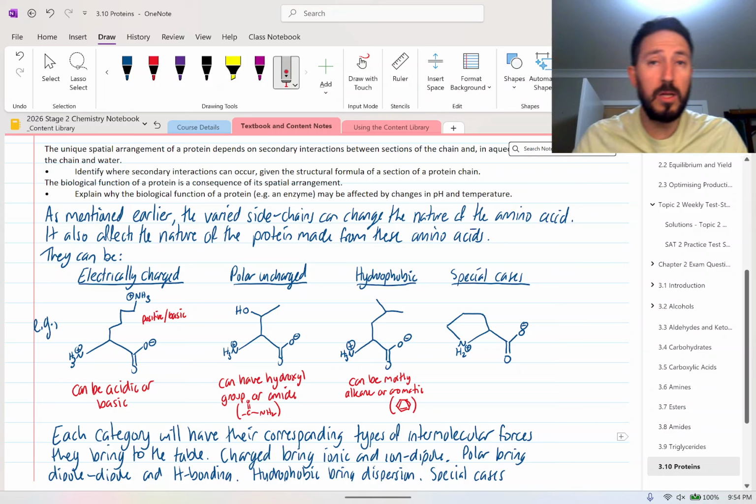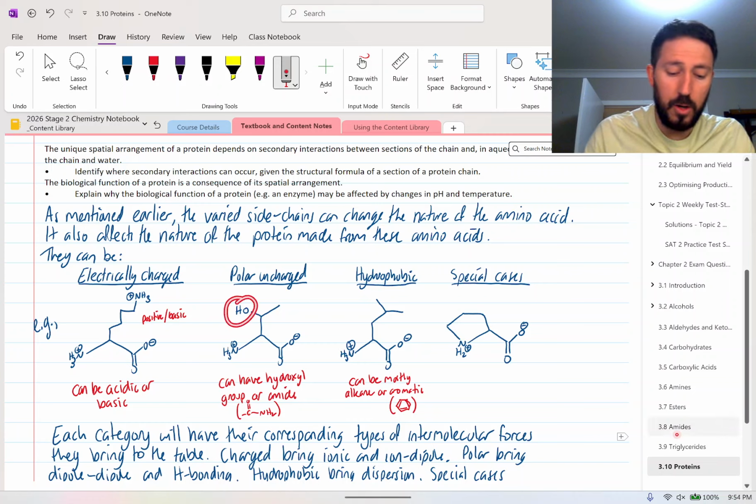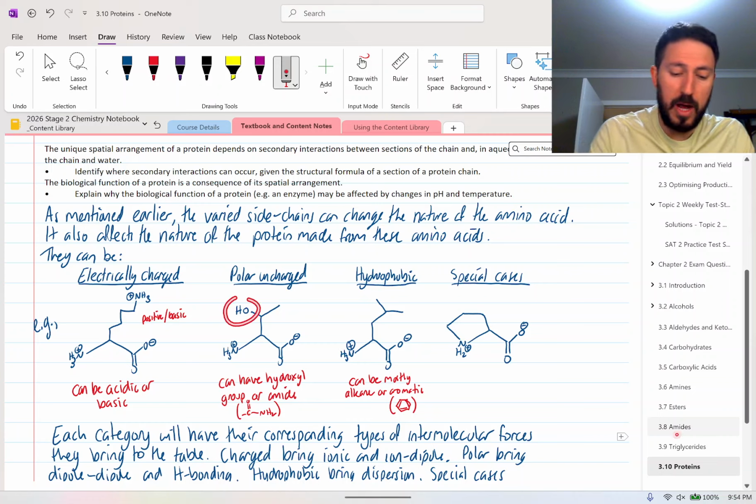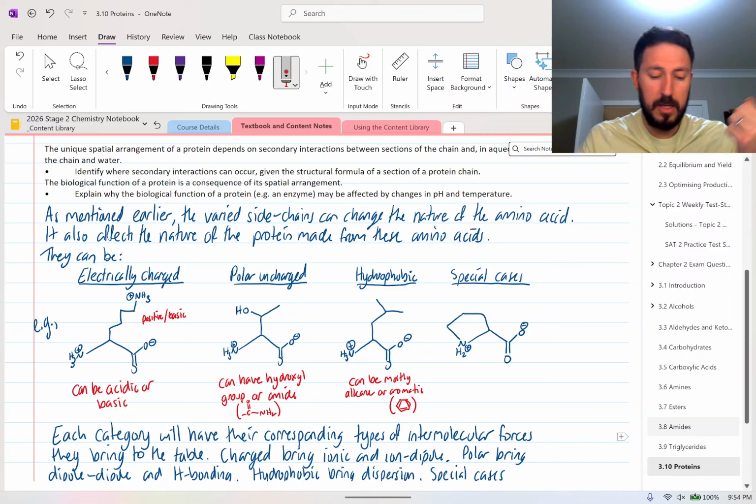Now you can have polar, so an alcohol group on the side chain. Now those, while they're not charged, they do add the ability for this molecule to hydrogen bond. So that's a pretty strong intermolecular force as well. Again, there are other types, not just the OH, but you can have other types as well.